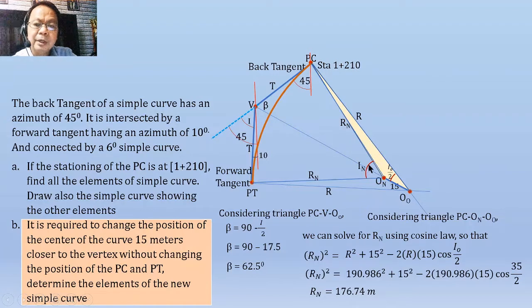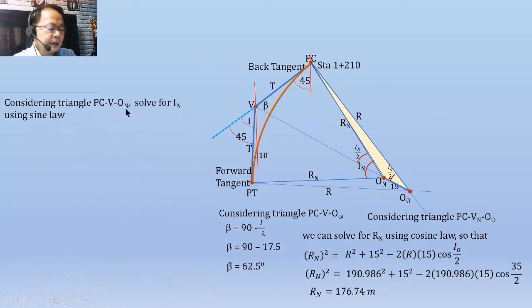Now after we have computed for this R sub n, we need only to know what will be the new central angle for us to be able to compute the new elements of the simple curvature. But how do we solve for this I sub n or this new central angle? Now let us try to consider here this triangle P sub C, V and O sub n. So maybe I can have it colored in this manner. Kinulayan natin yan and let us represent that triangle.